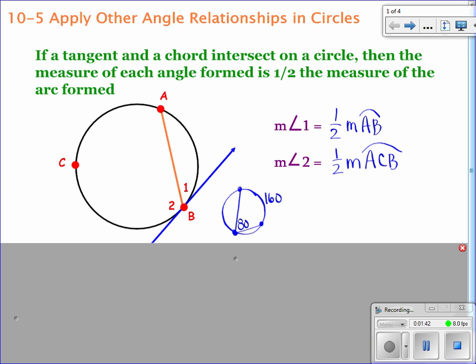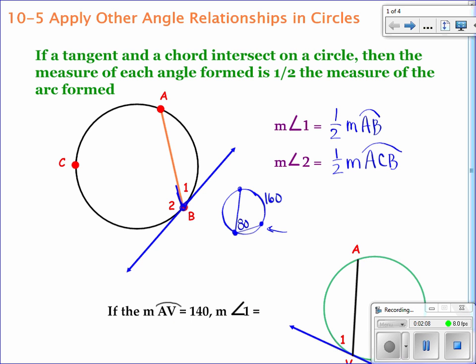We have an angle here. Notice the vertex of the angle, where is it? It's on the circle, right? Where's the vertex of these angles? On the circle. So it's the same property. If the vertex of the angle is on the edge of the circle, it's always going to be half of whatever the arc is. Okay? So this essentially is not a new one.